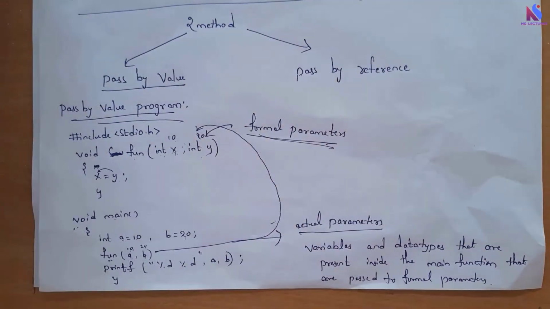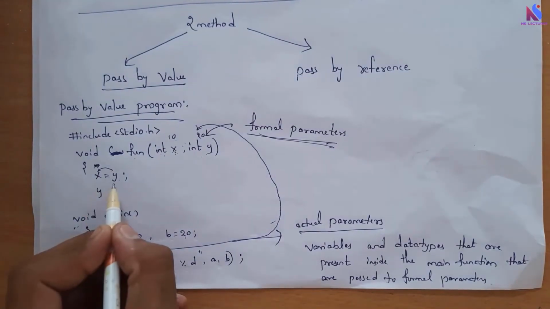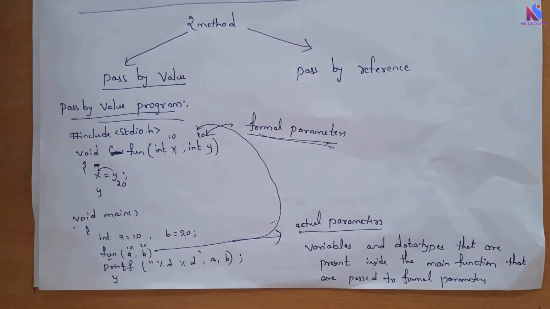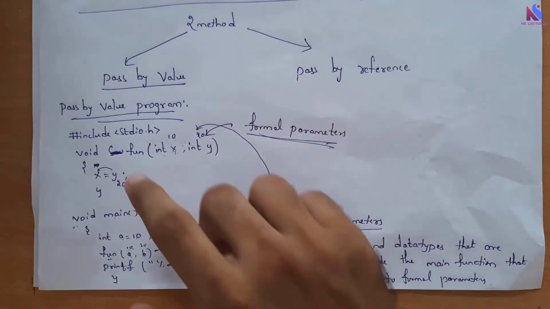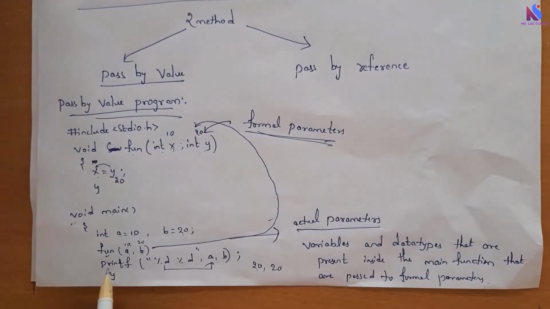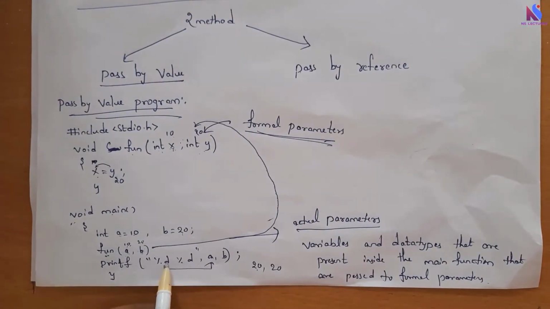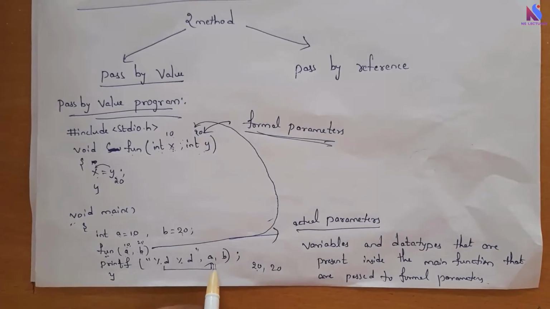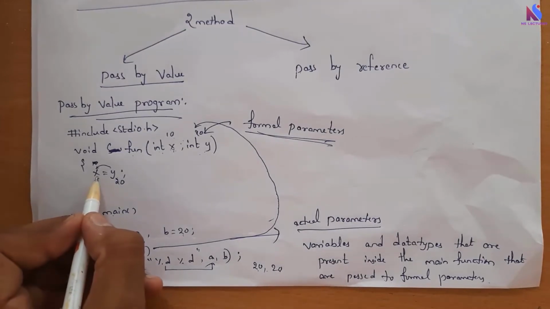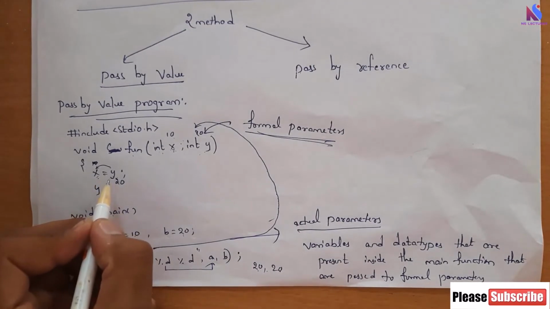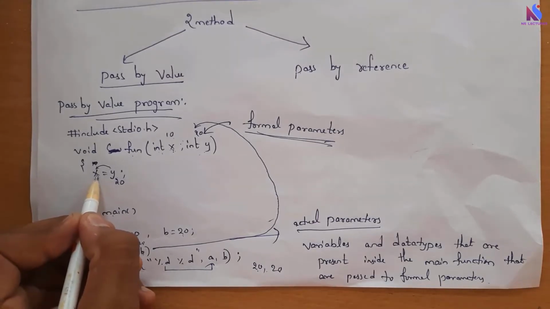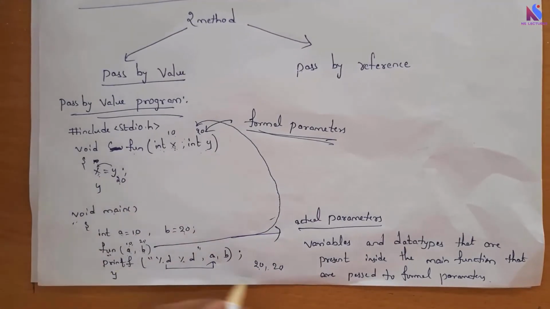After that, inside this I gave the condition x equal to y. Actually y value is 20, so now x value will be 20, because I gave the condition x equal to y. By using printf we can generate output, so I wrote %d comma a comma b. Actually I should get output as 20 comma 20, because I gave the condition x equal to y. That means x value is nothing but y value.